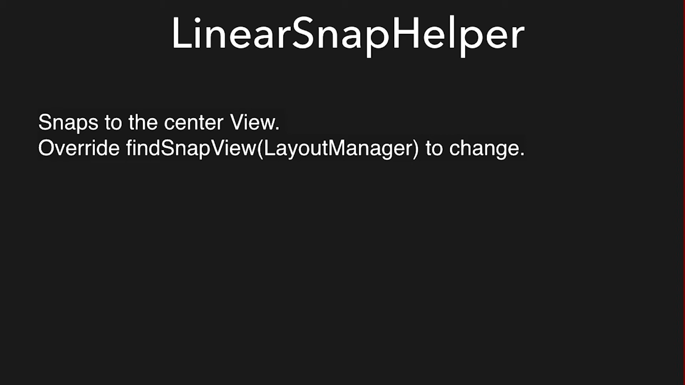If you're using a linear layout manager, it's super simple to say find the first view that's visible, and then you can just return that in findSnapView and snap to your first view if you don't want to do the center view. And PagerSnapHelper, this is kind of a replacement for ViewPager.